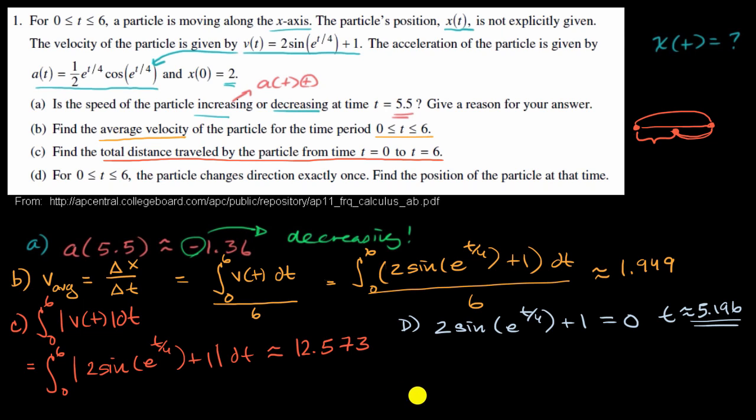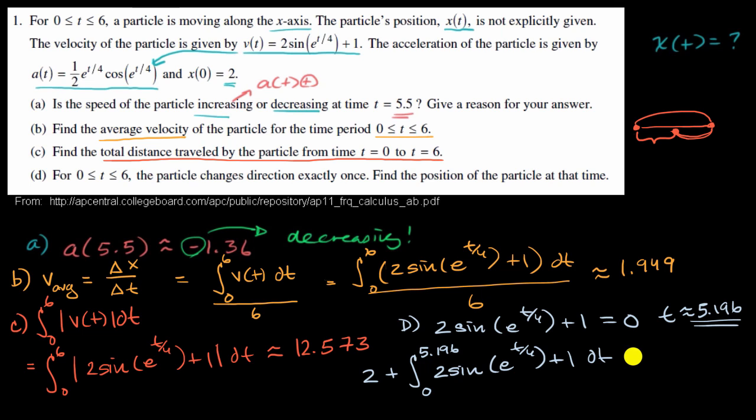Well, we know how to find our change in position. Our change in position is going to be our displacement from time equals 0 to time 5.196. And the displacement, we're integrating the velocity function. So that's going to be the integral of 2 sine of e to the t over 4 plus 1 dt. Now this is going to be our change in position. But where did we start? Well, they say at time 0, our position was 2. So if this is our change, we would start here. This would give us our total position, where we started plus our change.